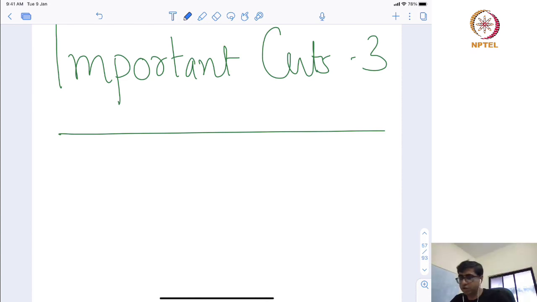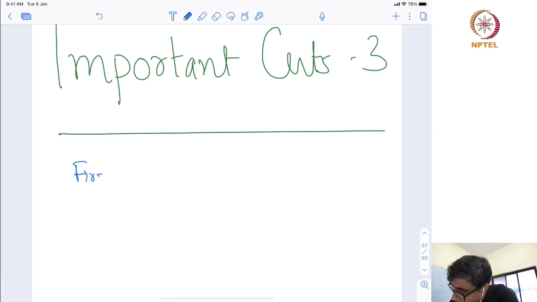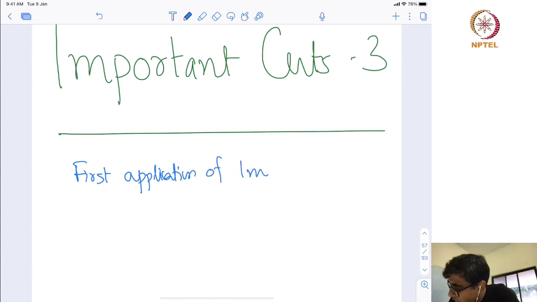Welcome to the third lecture on important cuts. In this lecture, we will see our first application of important cuts in designing FPT algorithms.